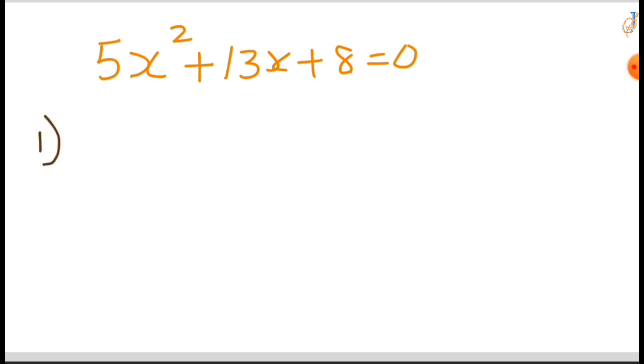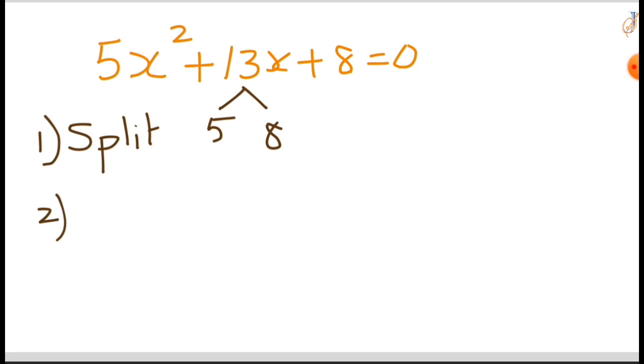Step 1. First split this middle number. How can you split? When you add two numbers, you need to get 13. When you multiply two numbers, you need to get 40. So just take 5 and 8. This is our first step: you need to split the number. The second step is, here 5 is plus and here 8 is plus. So our second step is to change the signs of these two numbers.